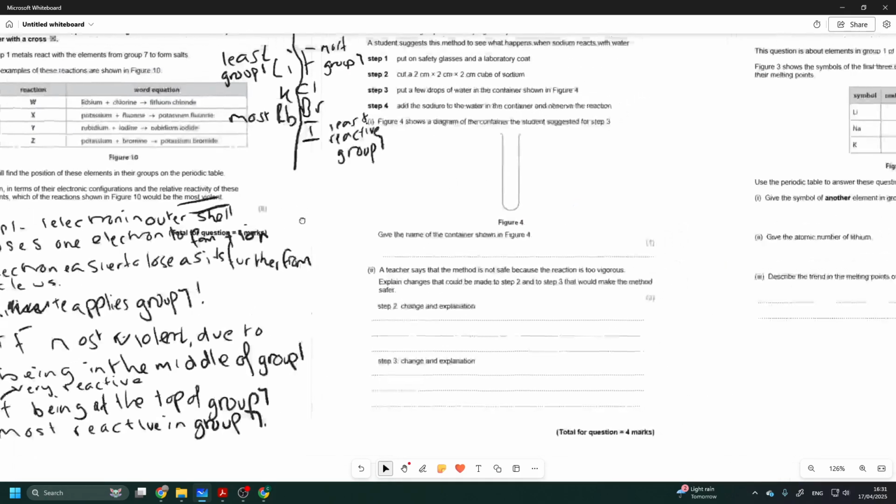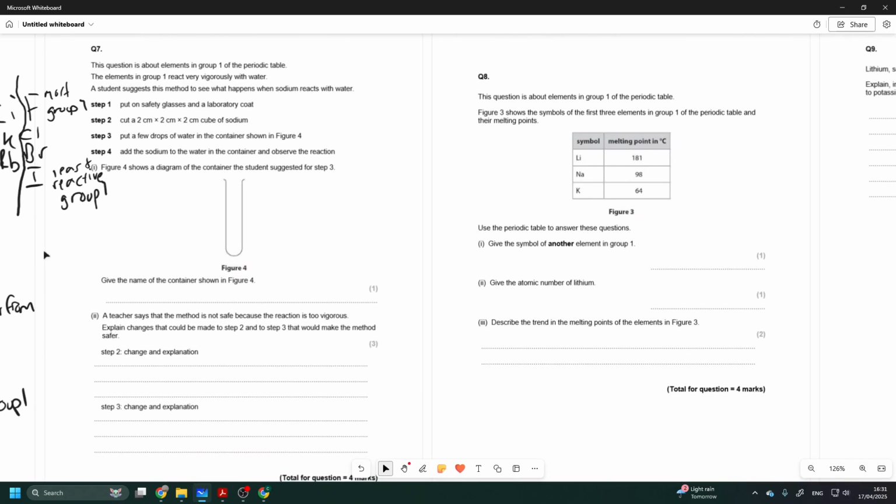Right, next. This question is about elements in group 1 of the periodic table. The elements in group 1 react very vigorously with water. The student suggests this method to see what happens when sodium reacts with water. Put on safety glasses and a lab coat, cut a 2 by 2 by 2 cube of sodium, put a few drops of water in the container shown in figure 4 and add the sodium to the water in the container and observe the reaction. Now, give the name of this container here. Now, this is a boiling tube or a test tube.